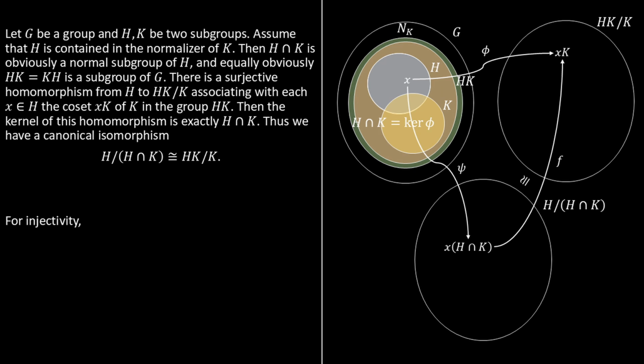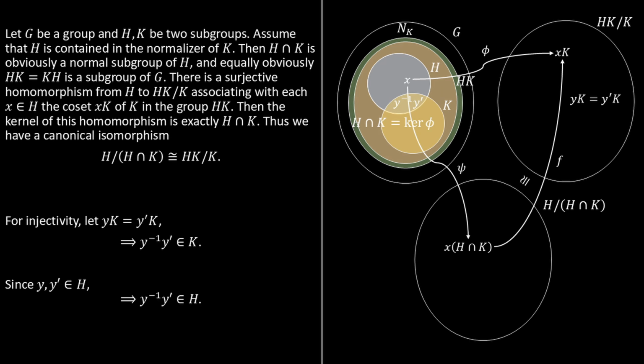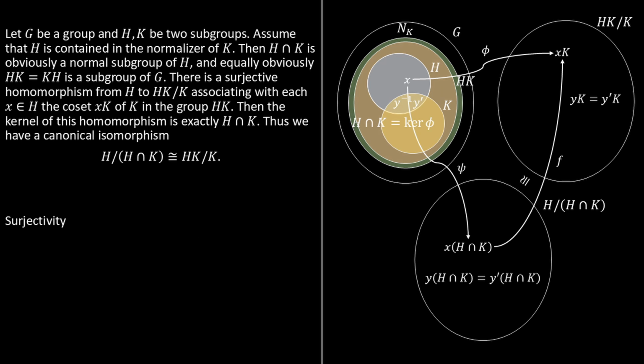For injectivity, let yK equals y'K, which implies that y^{-1}y' is in K. Since y and y' are in H, so is y^{-1}y' in H. This means that y^{-1}y' is in H ∩ K, and hence y(H ∩ K) equals y'(H ∩ K). In terms of surjectivity, it's true because for each xK in HK mod K there is a corresponding x in H, the pre-image x(H ∩ K) in H mod H ∩ K.